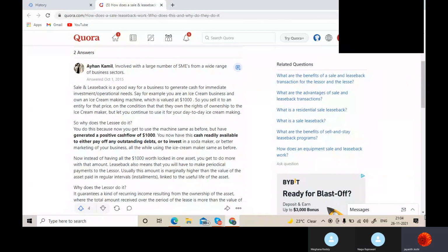See, sale and lease back. Actually, what happens? It is a very good way of generating cash for business. Sale and lease back is where you are selling your asset to a lessor and taking the asset on lease from him. So he is giving you money for selling that asset. Okay, so that money you are getting, and how you can use it, you can decide that. And let's see the story behind this.